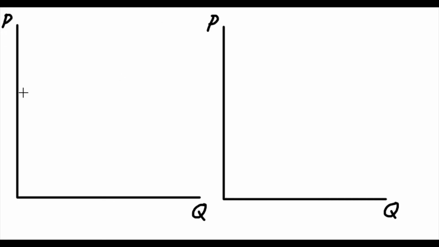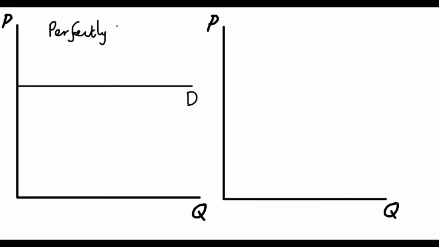The first example we're going to take is where your product is not just elastic, which is quite a flat demand curve, it's actually perfectly elastic. So this is your demand curve here, the horizontal line. We will call this perfectly elastic in this case.